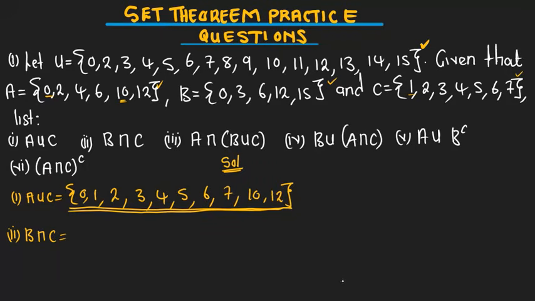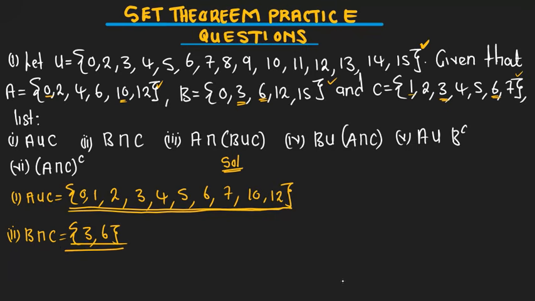So, B intersection C. Let's check what is common. I'm going in my set B. I have a 0 in B. I don't have a 0 there. I have a 3 in B. I have a 3 in C also. I have 6 in B. I have 6 in C. I have 12 in B. I don't have 12 in C. I have 15 in B. I don't have that. So in other words, there are only two things that are found in both B and C. And that is a 3 and a 6. And basically that becomes my set.